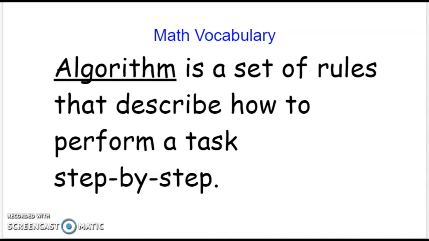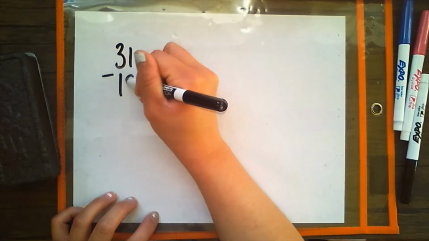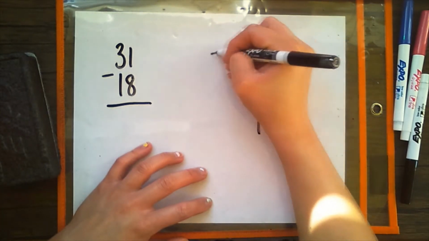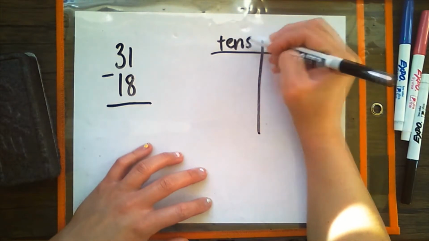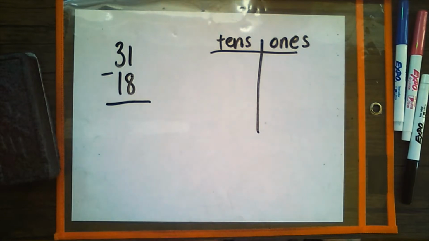Let's go ahead and jump straight into our teacher model. All right, friends and families, welcome to the teacher model. Let's go ahead and begin with our first problem. We're going to write 31 minus 18 on the board in vertical form. Let's remind ourselves of what vertical form looks like. Just like that. Now we're going to draw a blank place value chart with place value headings on the board. On the left side, our tens, and on the right side, our ones.